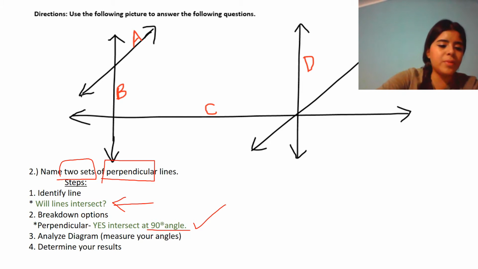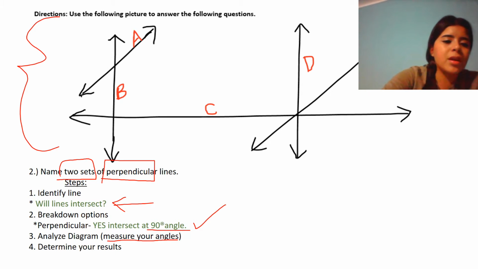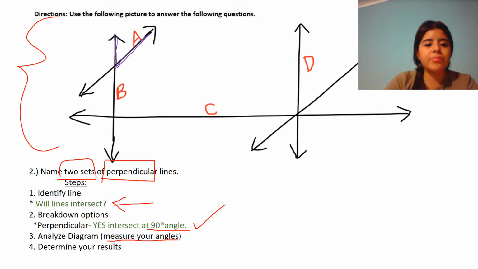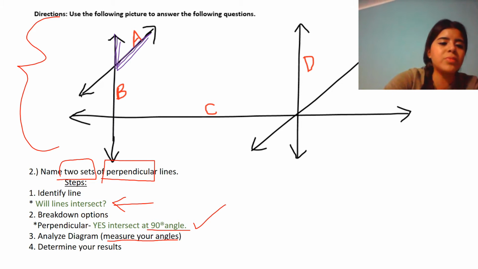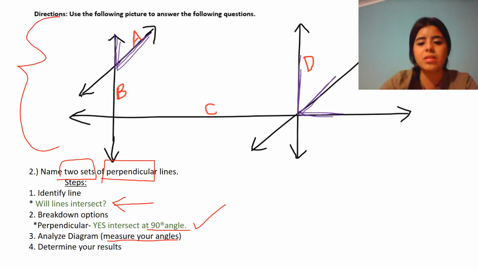Step number 3, we analyze our diagram. We look at our diagram and make sure we measure our angles. A and B do not. We measure our angle. This would be less than 90 degrees. For example, D and E would be less than 90 degrees. E and C would be less than 90 degrees.